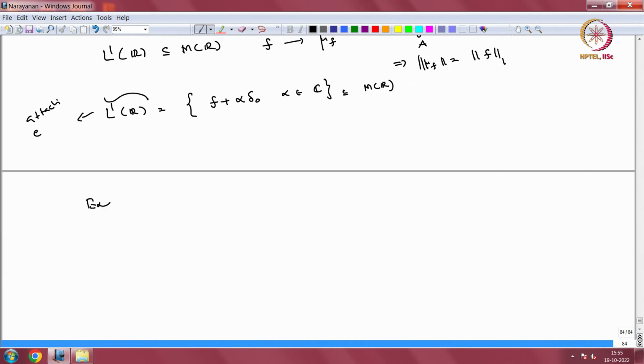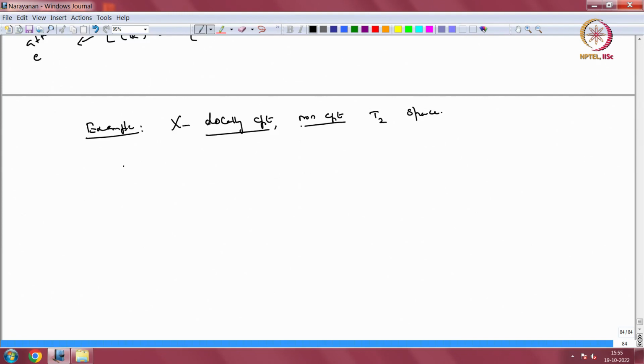So, example 2, because these two, this is going to be important. So, now you take X to be a locally compact but non-compact Hausdorff space. Okay. So, we have a locally compact T2 space, and our algebra is going to be C0 of X. What is C0 of X? All functions vanishing at infinity, right. So, f from X to C continuous and f vanishes at infinity, right. You can think of the real line for example and look at continuous functions vanishing at infinity.